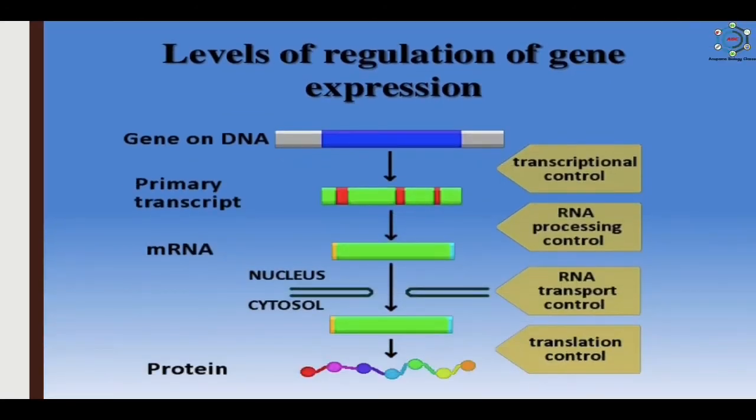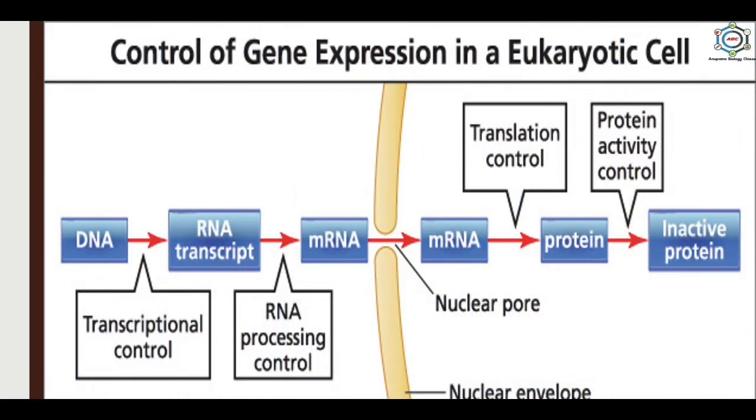So, here you can see the levels of regulation of gene expression. At first, when the gene or DNA is converted into the primary transcript, that is transcriptional control. When the primary transcript forms the mRNA, that is RNA processing control. When the mRNA forms the protein, then there is RNA transport control and translation control. So the control of gene expression in eukaryotic cells occurs on the transcriptional level, the RNA processing level, the translation level, and the protein activity control level.